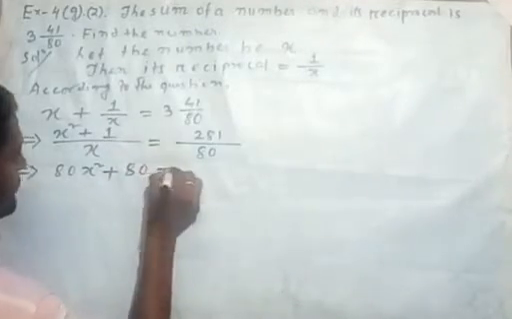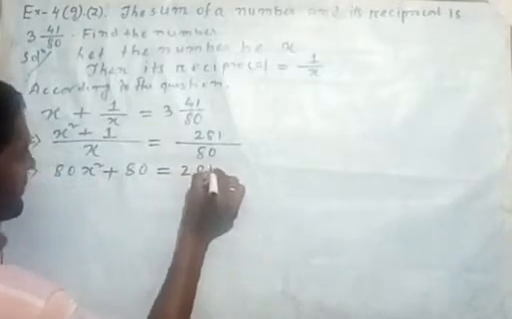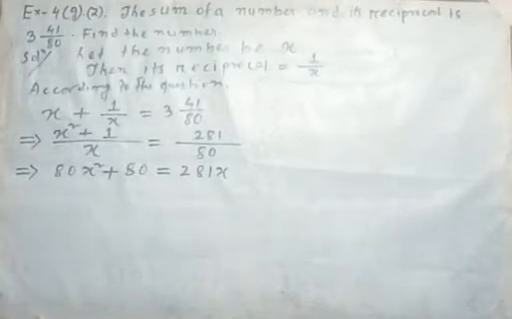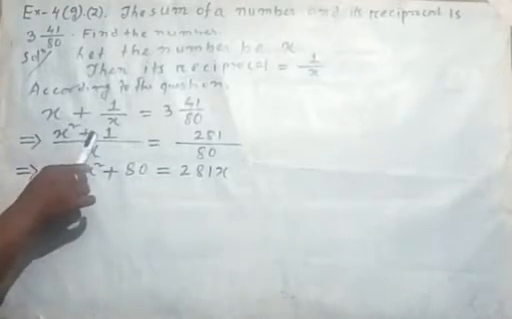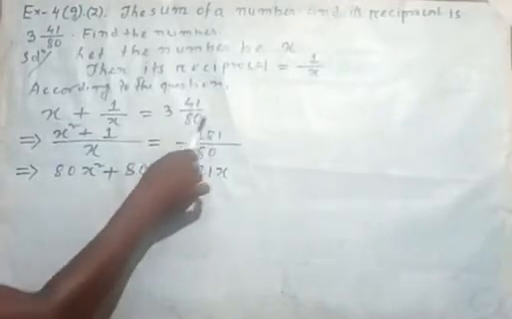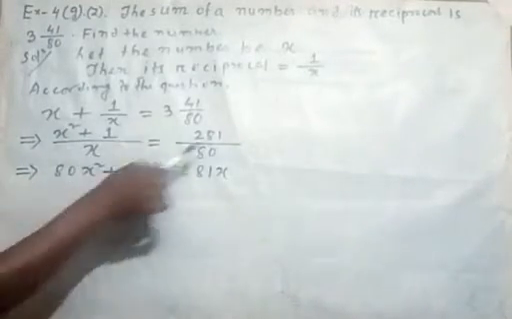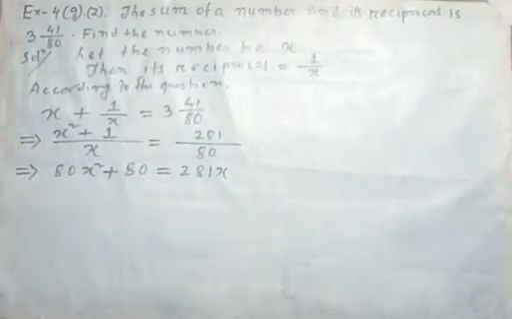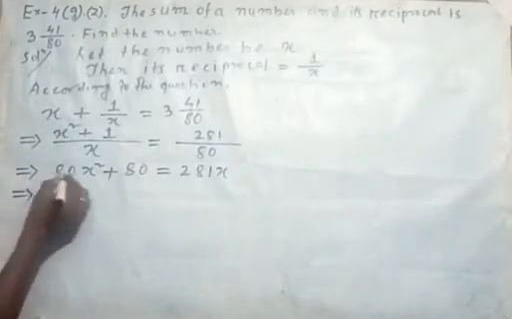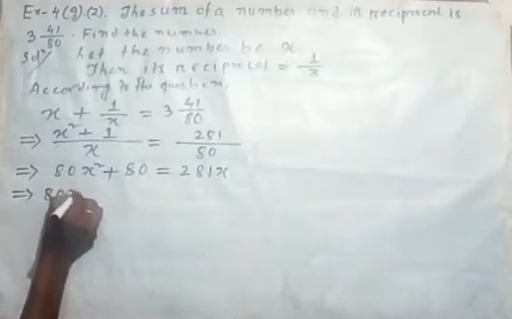This is equal to 281 into x, 281x. This is called cross multiplication. Left side numerator, right side denominator. Again, right side numerator, left side denominator. Right side numerator 281, left side denominator is x. So 281 into x, 281x.